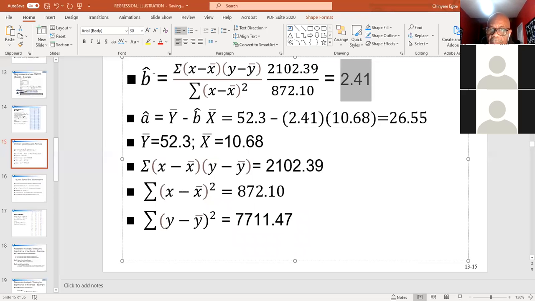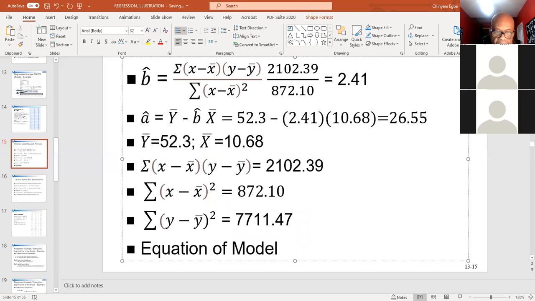What's the next step after you find all the numbers? Very good. So now you use this to write what you call the equation of the model. Here, y is equal to 26.55 plus 2.41 times x plus e.